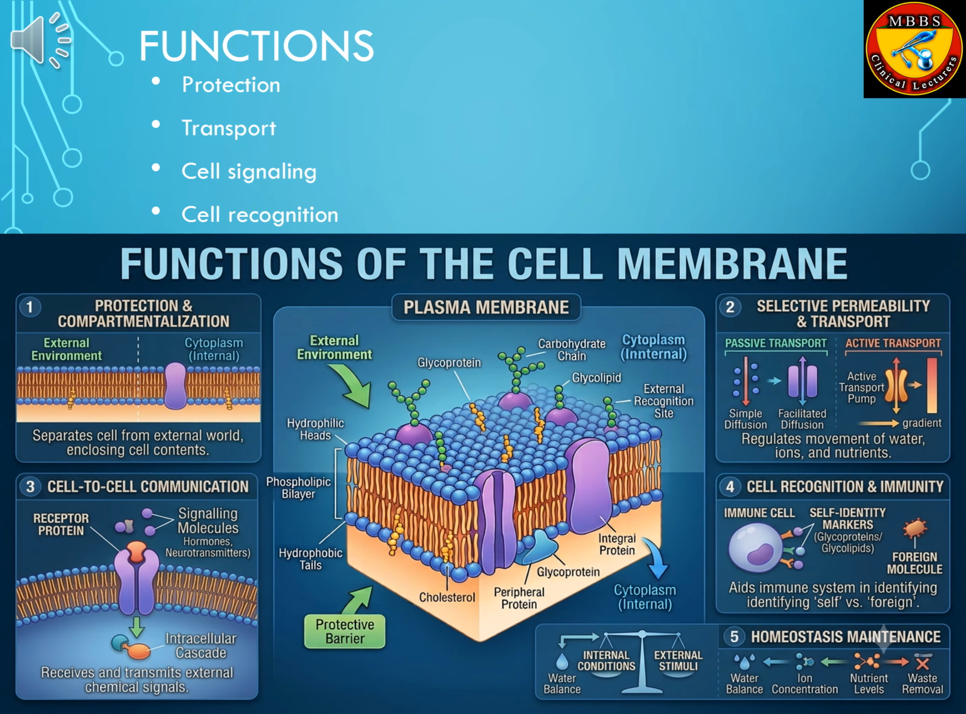Functions. The cell membrane performs numerous important functions. Its first function is protection by enclosing the cell and separating it from the external environment. Secondly, it regulates the movement of substances into and out of the cell through selective permeability. The membrane also contains receptor proteins that receive chemical signals from hormones and neurotransmitters, allowing communication between cells. Carbohydrate molecules on the membrane surface help the immune system recognize normal body cells and identify foreign cells. Finally, the membrane maintains homeostasis by controlling the internal balance of water, ions, nutrients, and waste products.